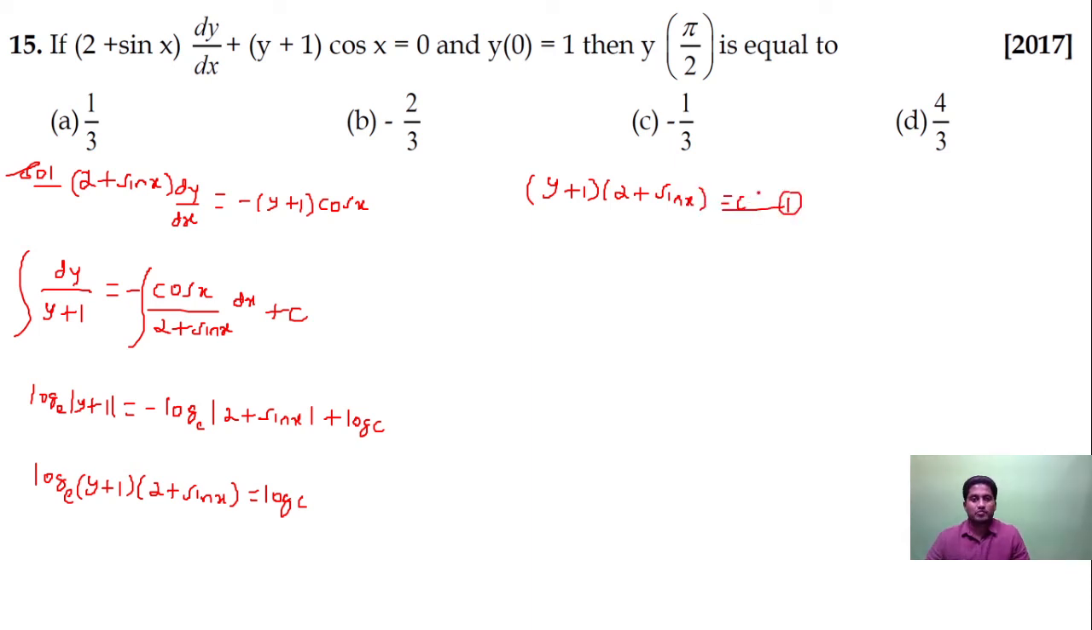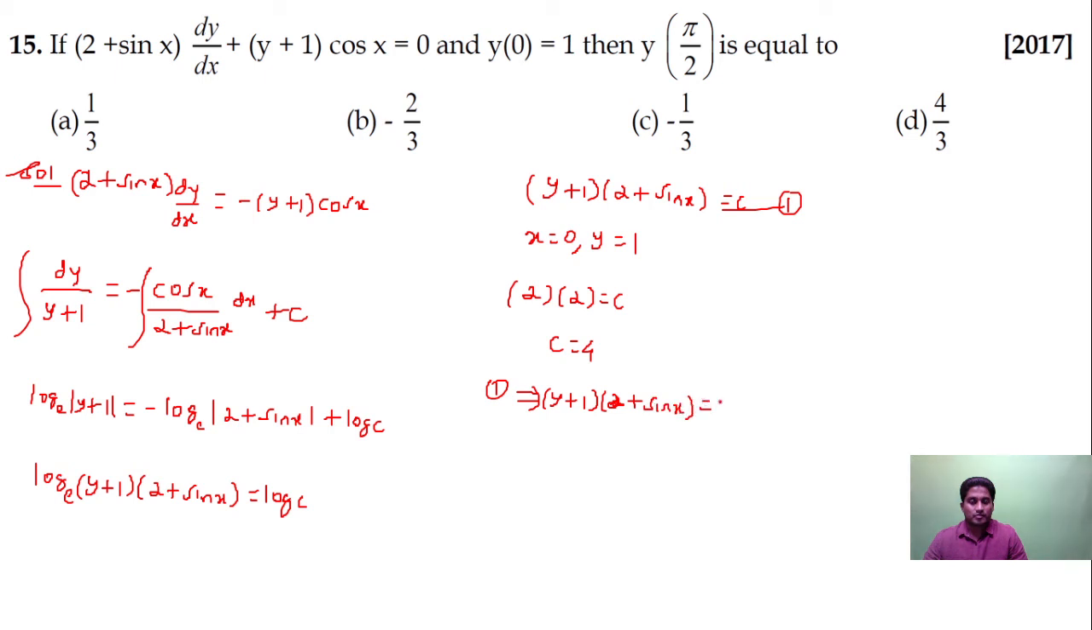We'll use the boundary values. When x is equal to 0, y is equal to 1. So this will be equal to 2 into sin 0, which is 0, is equal to c, so c is equal to 4. Equation 1 becomes y plus 1 into 2 plus sin x is equal to 4.